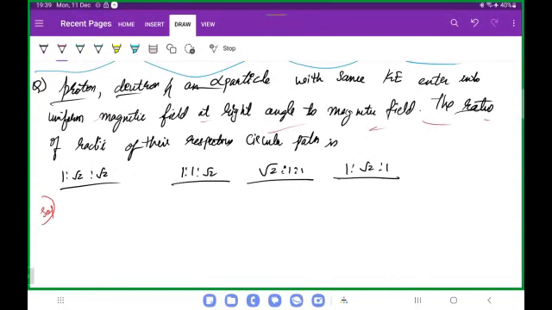Proton, deuterium, and alpha particle. See, masses are different. If you know masses, you can finish it. It's all about the ratio of masses here. Kinetic energy is half mv square. If the proton's mass is m, the deuteron will be 2 times that of the proton, and the alpha particle will be 4 times. And the charge of the alpha particle will be 2 times; deuteron and proton will be the same.